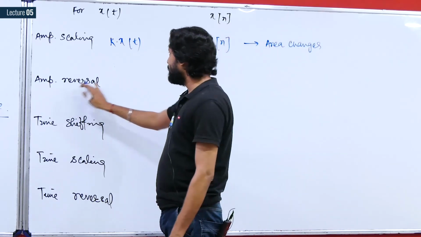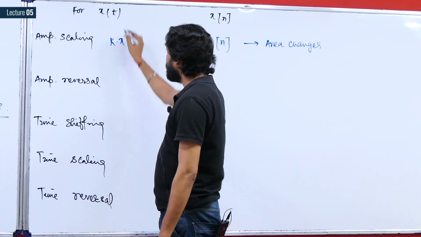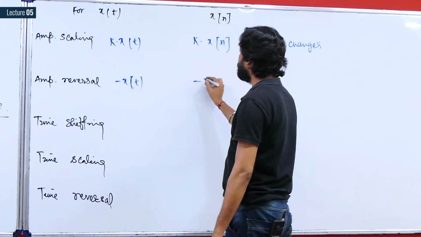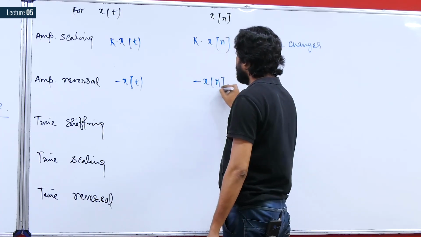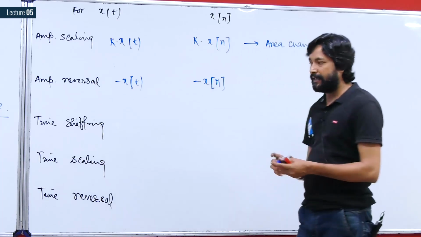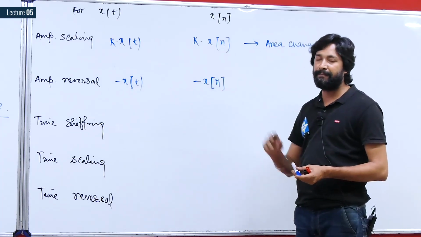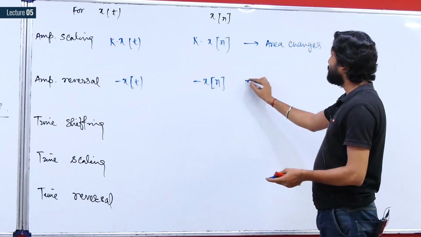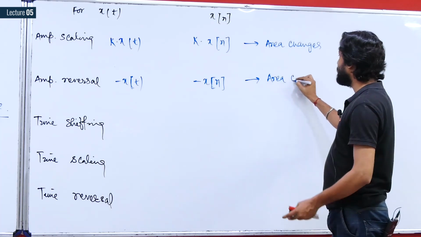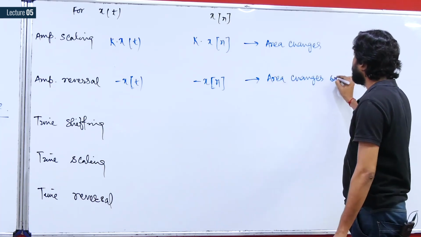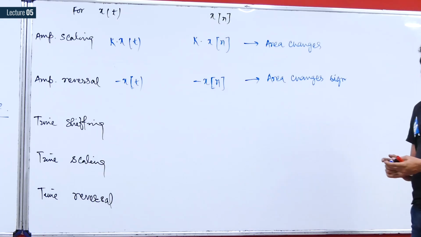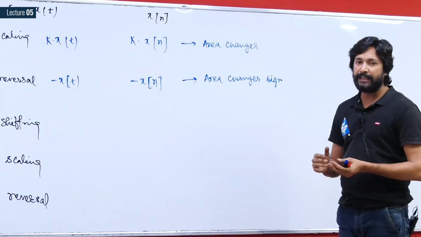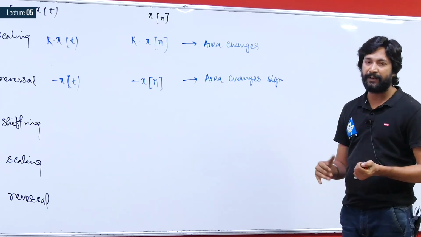Next we have taken amplitude reversal. Amplitude reversal means for a given signal x of t, you have to find minus of x of t, or for x of n you have to find minus of x of n. Again it is a case of amplitude scaling where the scaling factor is -1. So in this case also the area changes sign, but not magnitude; only the sign of the area will change. That is, if the area was earlier on the positive values, then now the area will exist for negative values.